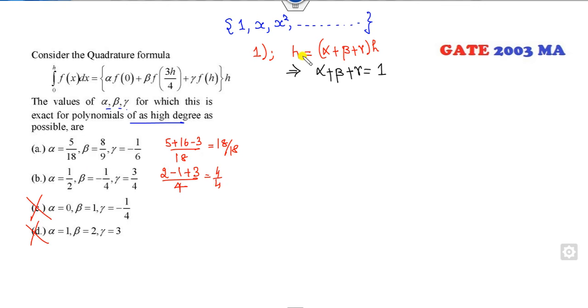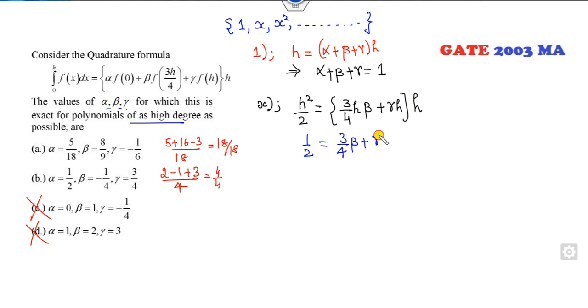So now you can check the second option. Take x. Left hand side will be x square by 2, that means h square by 2. If I take x, it will be 0. It will be 3 by 4 h of beta plus gamma of h into h. So h square will be cancelled. It is half equals 3 by 4 times beta plus gamma.